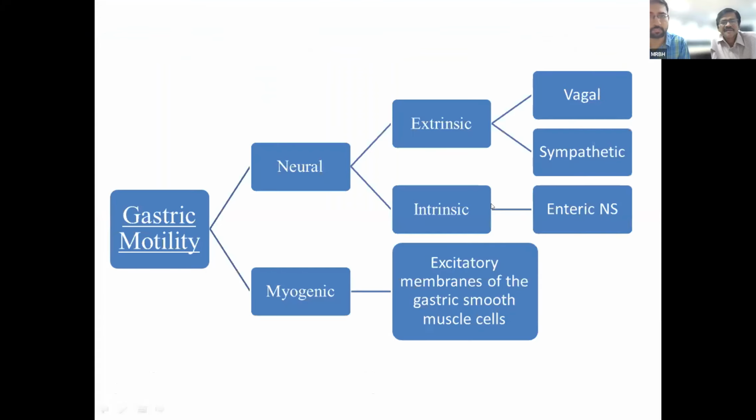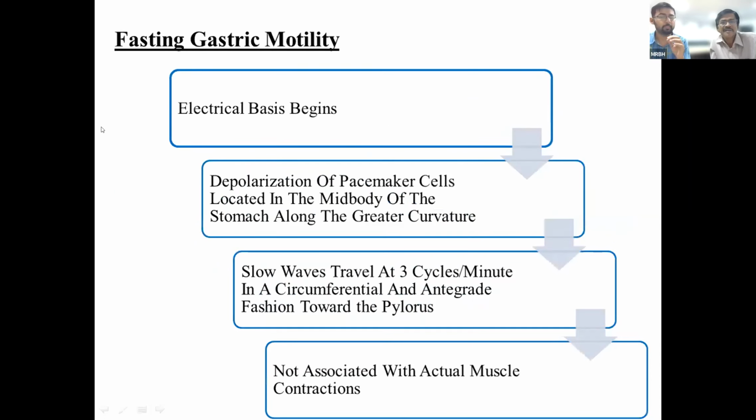Next, we come to gastric motility. Gastric motility is under neuronal control and myogenic control. In the neuronal, there are extrinsic factors such as vagal and sympathetic, and intrinsic such as the enteric nervous system. In the myogenic, there are excitatory members of the gastric smooth muscle cell. Now, there are basically two components to this. Firstly, in the fasting state and the postprandial state, the motility is different.